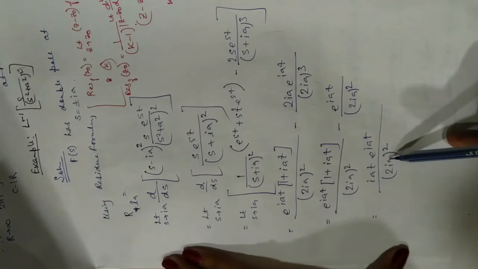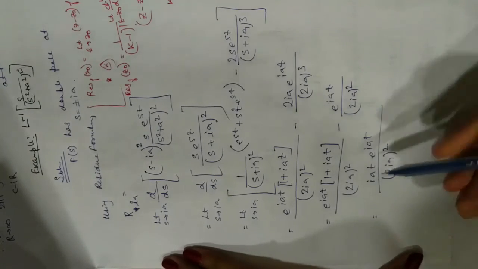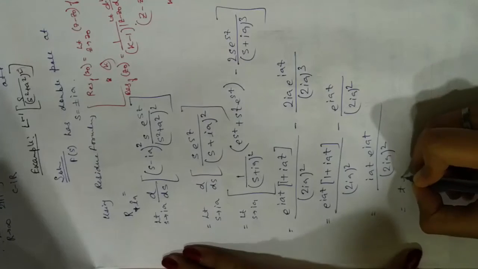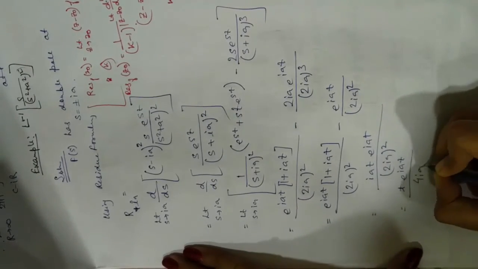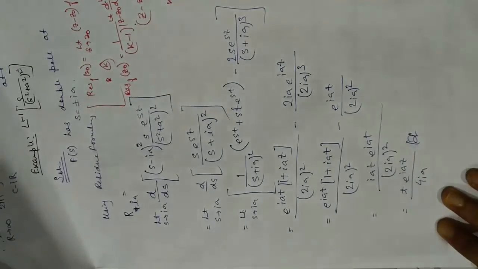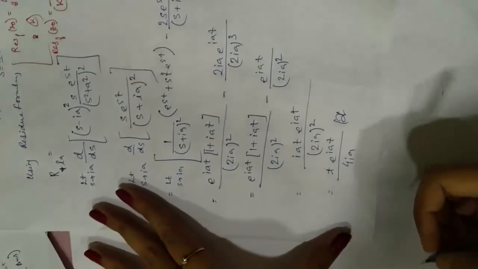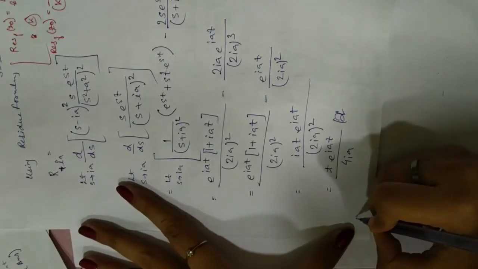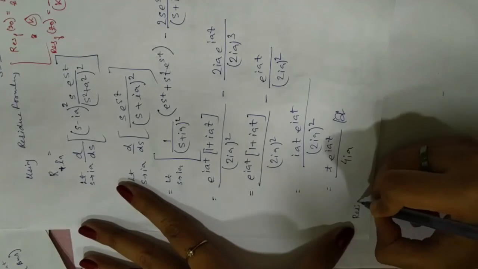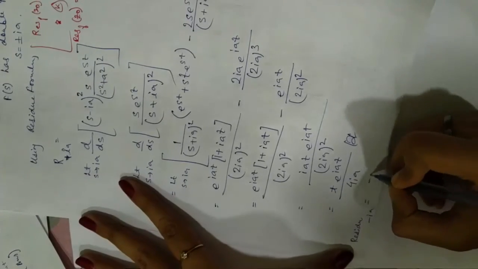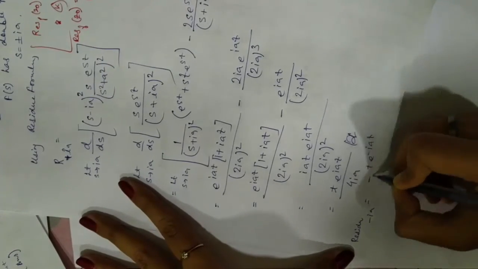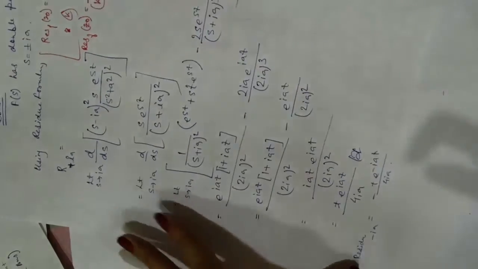So the two ia terms get cancelled, we are left with one ia, so now it becomes t e to the power iat divided by 4ia. So this is the residue at ia. Now we need to find the residue at minus ia. I won't be doing that, please do it yourself. The residue at minus ia will come out to be minus t e to the power minus iat divided by 4ia. So this is what is going to come out.